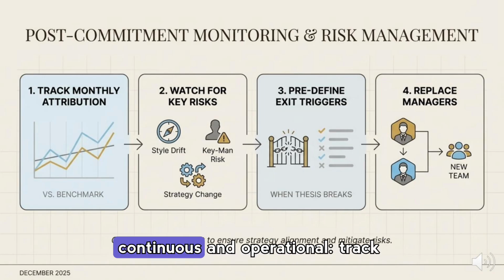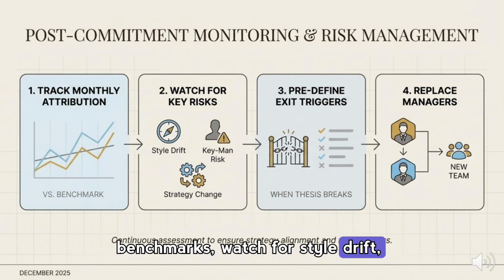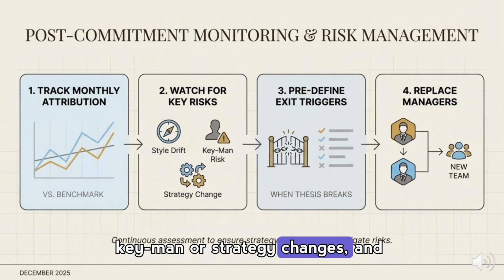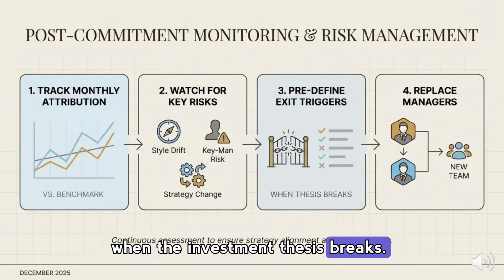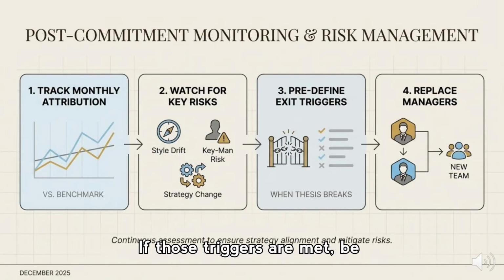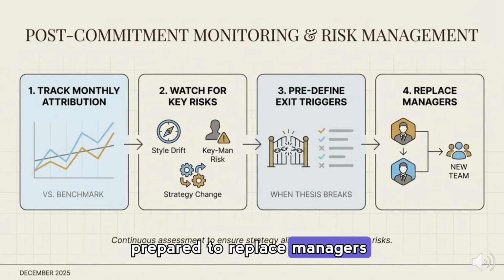Post-commitment monitoring is continuous and operational. Track monthly attribution versus benchmarks. Watch for style drift, key man, or strategy changes. And predefine clear exit triggers for when the investment thesis breaks. If those triggers are met, be prepared to replace managers promptly to protect portfolio alignment and preserve long-term outcomes.